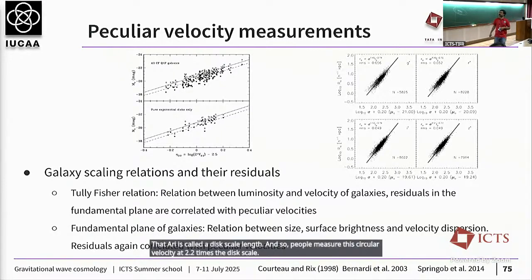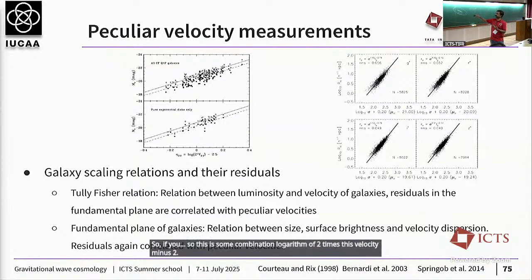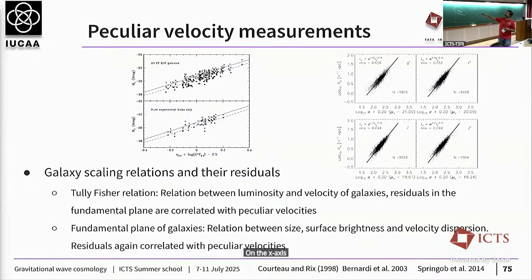Okay? So this is some combination, logarithm of 2 times this velocity minus 2.5. It doesn't matter; the velocity is here on the x-axis. And then the y-axis is the magnitude, or the brightness, of these galaxies. So this follows quite a tight relation. This is called the Tully-Fisher relation.